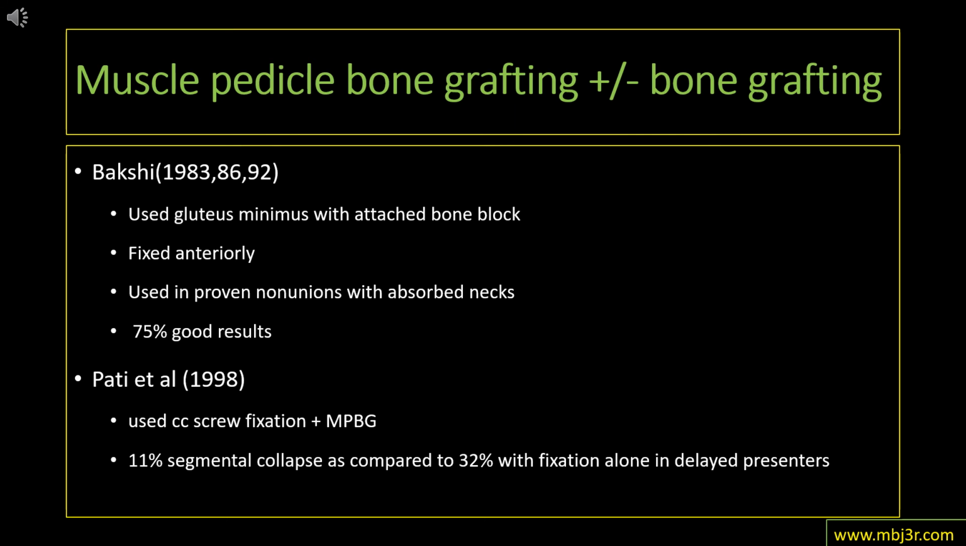It uses the gluteus minimus with an attached bone block and is fixed anteriorly, used in proven non-unions with resorbed necks, and 75% good results have been reported. Patty et al. used cancellous cannulated screw fixation with muscle pedicle bone grafting, and they reported 7% segmental collapse as compared to 32% with fixation alone in delayed presenters.